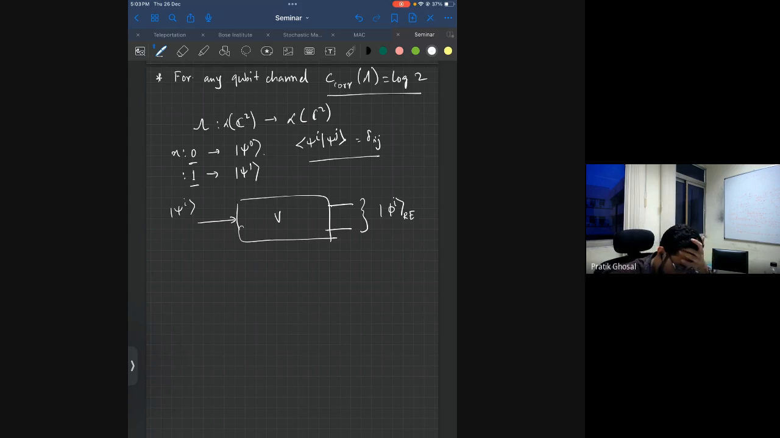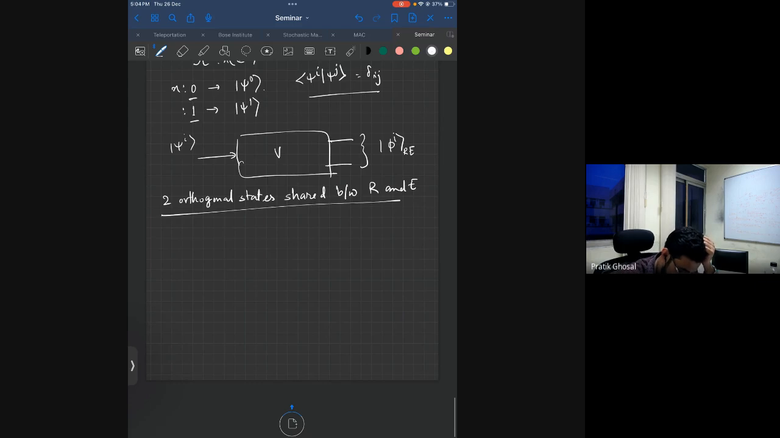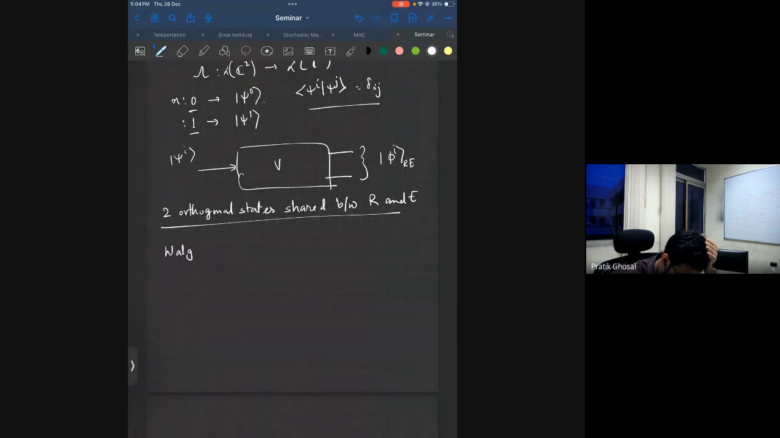Now, depending on the input I, you will either have phi 0 or phi 1. So basically you now have two orthogonal states shared between receiver and environment. And there is a famous result by Walgett and Hardy. I forgot the reference, but I think this is very well known to the community, so I am just calling it the Hardy-Walgett result.